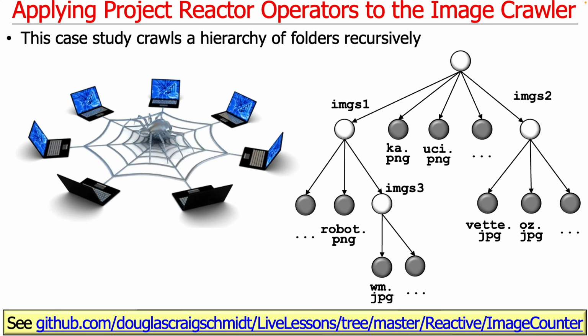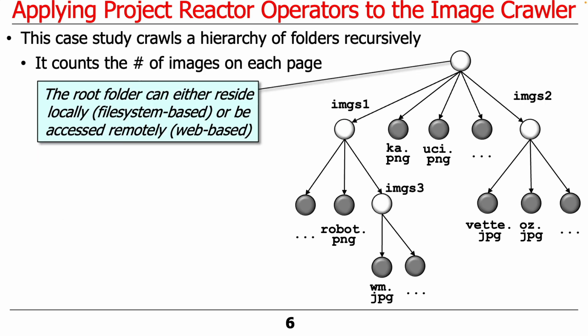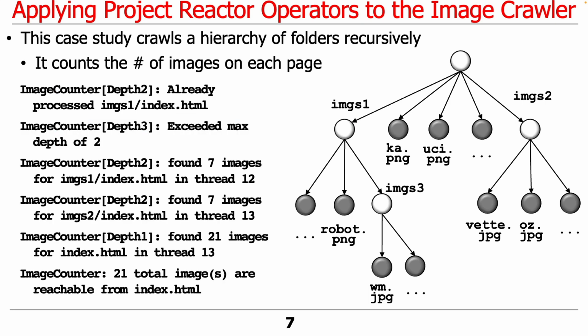As I mentioned, we crawl a hierarchy of folders recursively, which means we start at some root, and then we visit each of the elements reachable from that root, which would be an HTML file. And in that HTML file will either be actual hrefs that refer to images, or they will be hrefs that visit other folders, so we have to descend through the hierarchy. As I said before, the root folder can either be local in the file system, or it can be accessed remotely from the web. Doesn't matter. Our code, as you'll see, is very clearly defined to not care where things come from. And when we do this, here are some examples of the results we get.